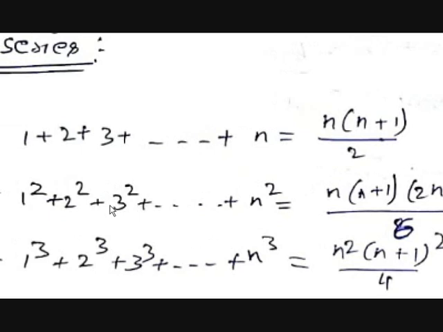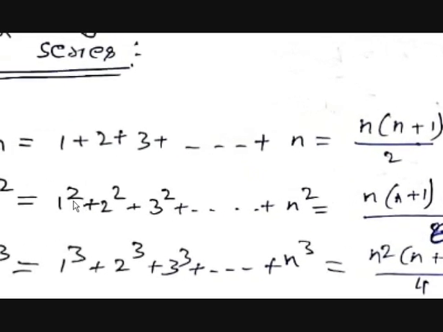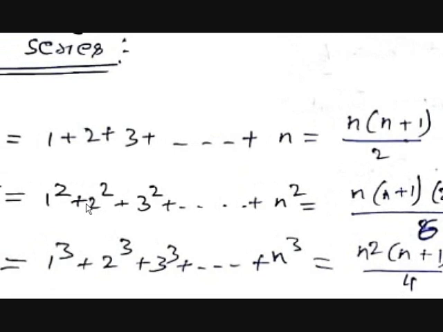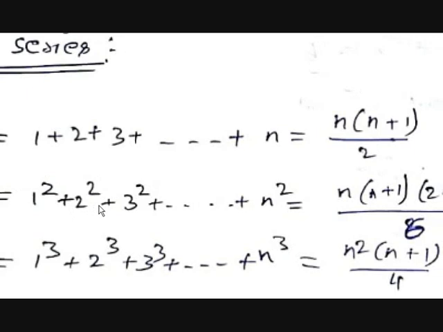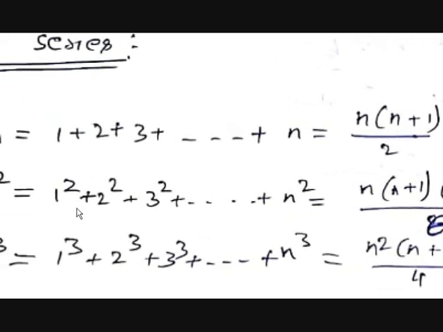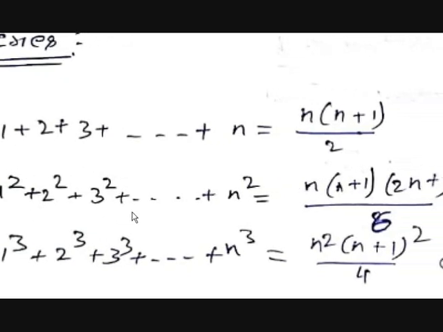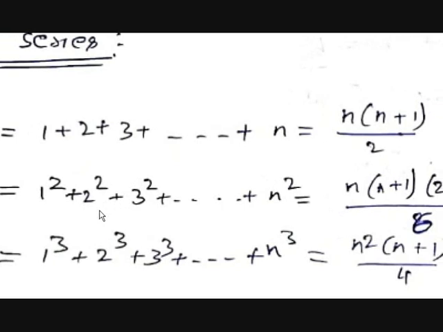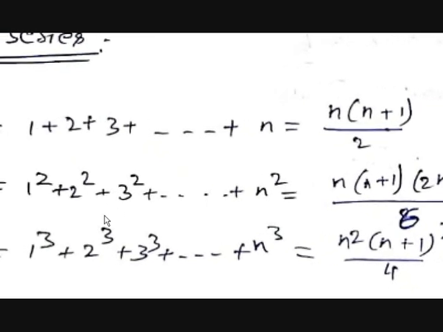Let's take from the first one. 4 minus 1 is 3, right? 9 minus 4 is 5. 16 minus 9 is 7. So 3, 5, 7. If you subtract them again, 5 minus 3 is 2, 7 minus 5 is 2. So it is a constant. If we subtract 2 times, it becomes a constant.